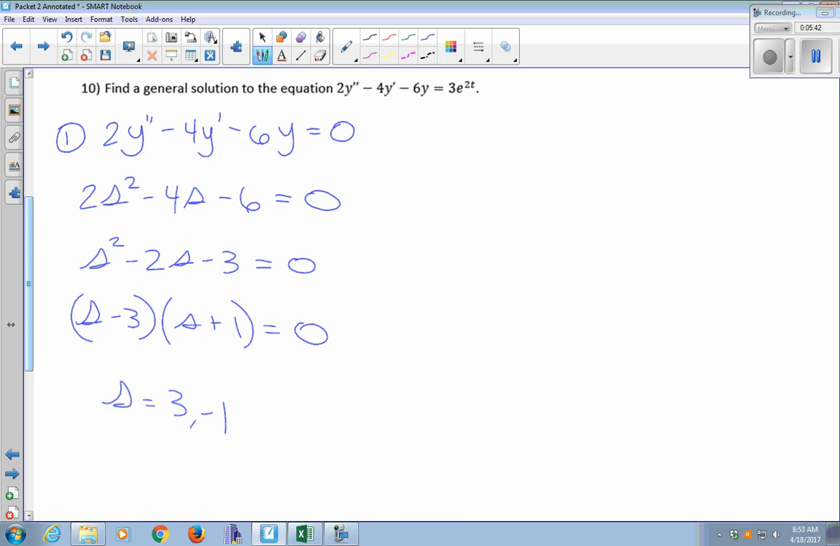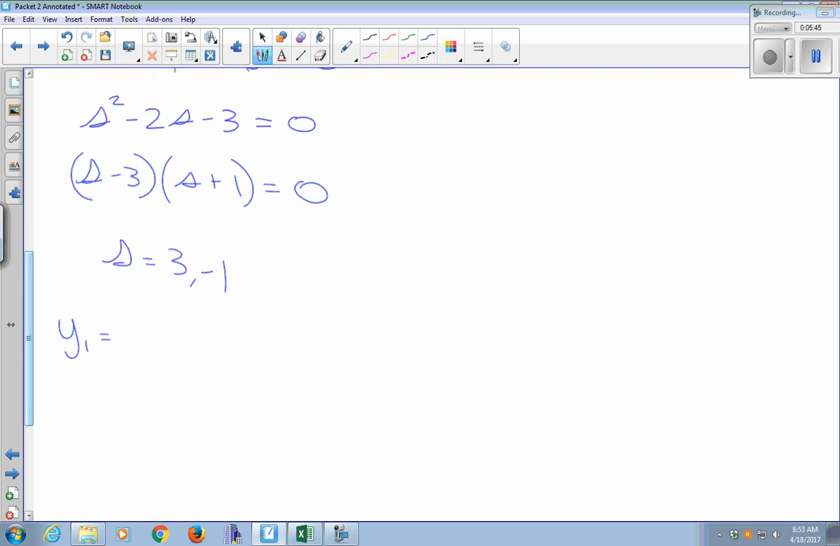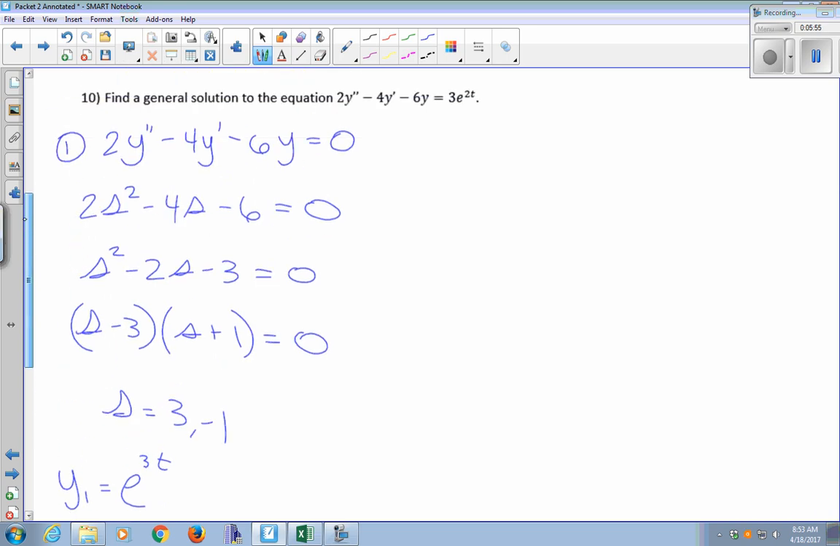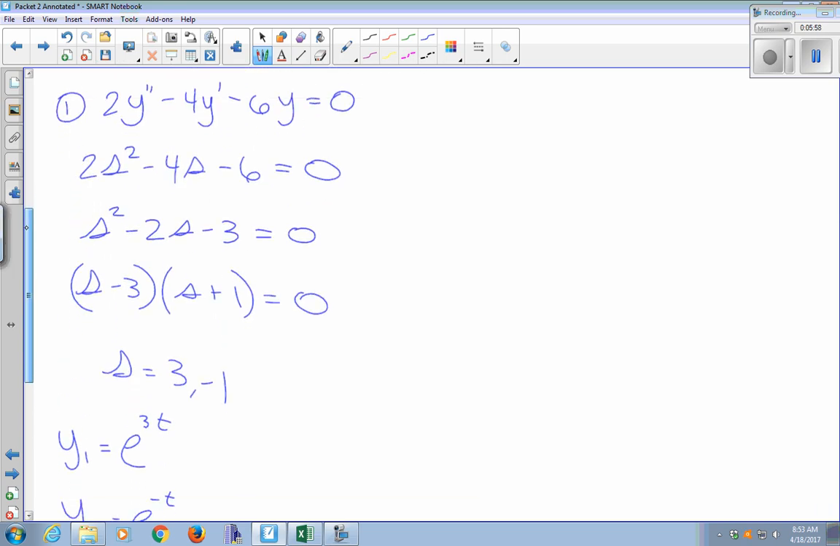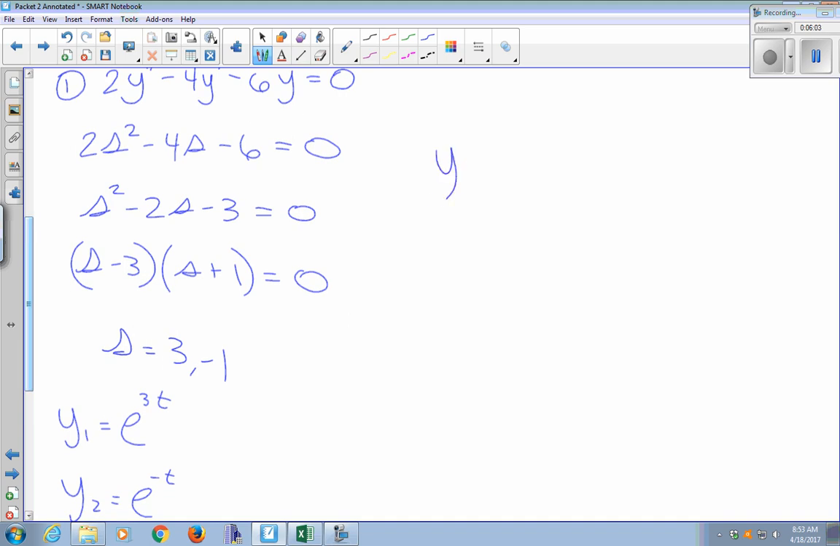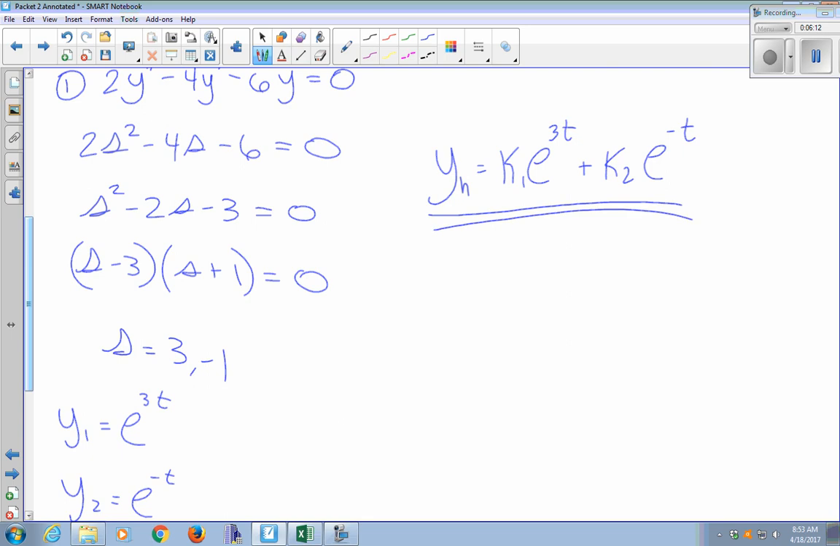So that means I have 2 y's of the form e to the st, right? y1 is e to the 3t, y2 is e to the negative t. Take a linear combination of those two particular solutions, and you have y homogeneous. So y homogeneous is going to be k1 e to the 3t plus k2 e to the negative t. All right, so that's just solving the homogeneous. Next, I have to find a y particular to the non-homogeneous or the forced equation.